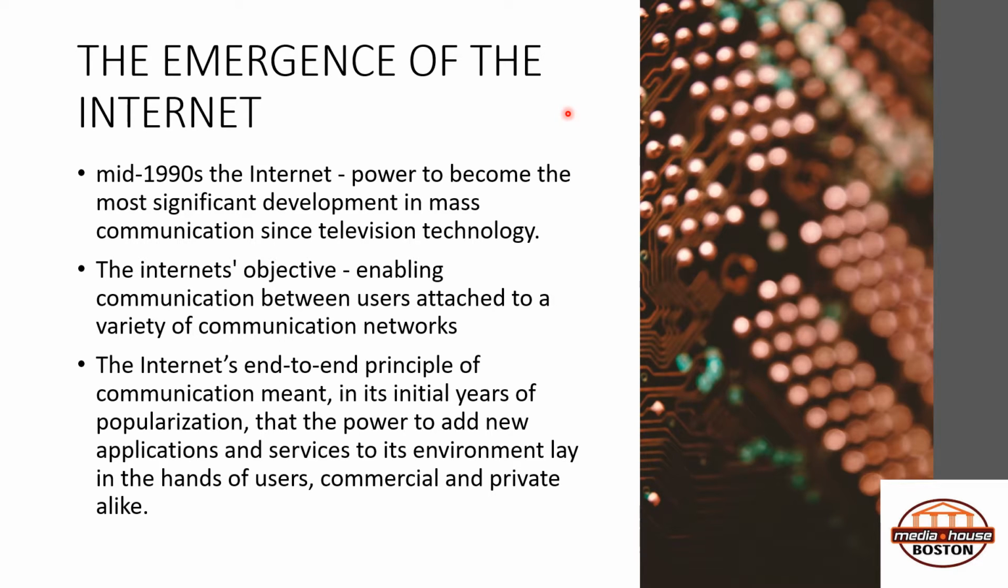The Internet's objectives were to enable communication between users attached to a variety of communication networks. So again, this is to give us the ability to communicate via multiple platforms and forms of communication. Again, text, video, auditory, all of those are the basic elements of communication. And it also allows us to do so on, for example, Twitter, which is dominantly text, TikTok, which is dominantly video and auditory, phone calls, FaceTimes, etc.